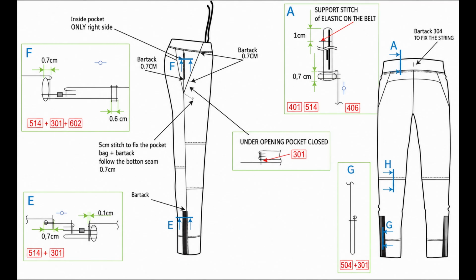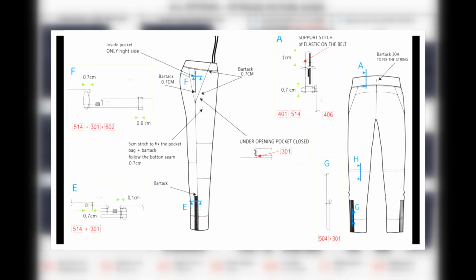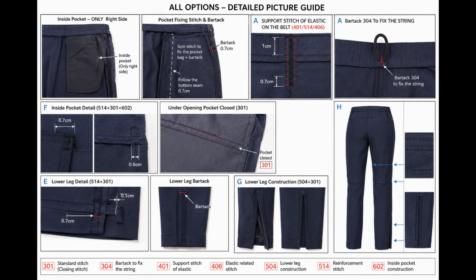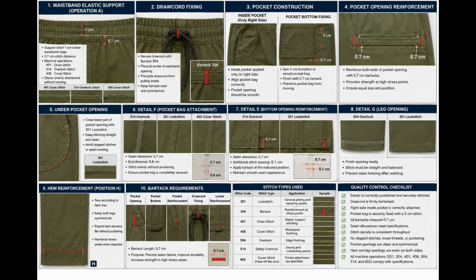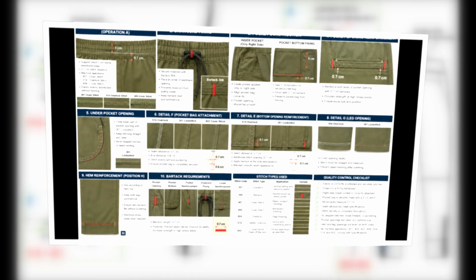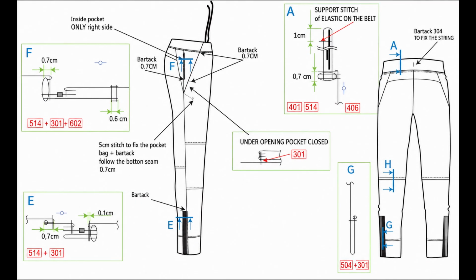12. Critical quality control points. Before approving the garment, check the following. Right side inside pocket only. Ensure no inside pocket is incorrectly added to the left side. Pocket bag must be fixed with the specified 5 cm securing stitch. Pocket securing stitch must follow the button seam at 0.7 cm. All specified 0.7 cm bar tacks stitch positions must be maintained.